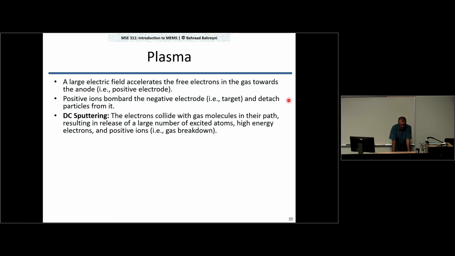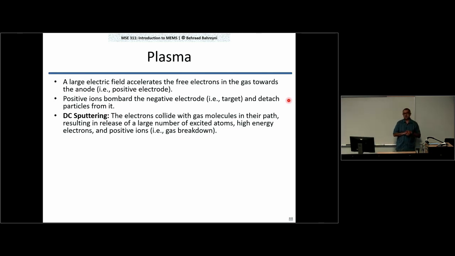You have two flavors. The DC sputtering process is just what we described. You have a DC field to do so. The challenge here is that you can do this for conductive films. If you want to deposit aluminum or gold on your substrate, you can do that because the positive ions hit the source and start to remove the material from there.